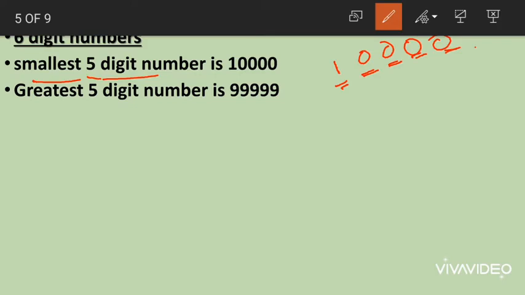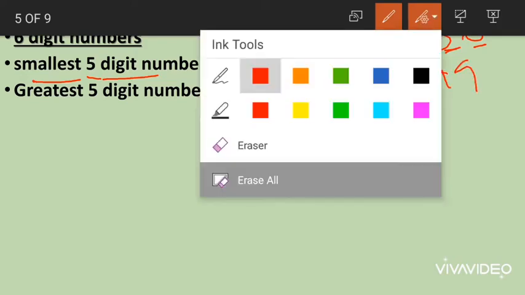If they ask you to write the smallest 6-digit number, you just have to add another 0. So in this way you can easily write the smallest number of any digits they ask. When it comes to the greatest 5-digit number, we simply have to write 5 nines. 1, 2, 3, 4, 5. That will give us the greatest 5-digit number. Okay, children?